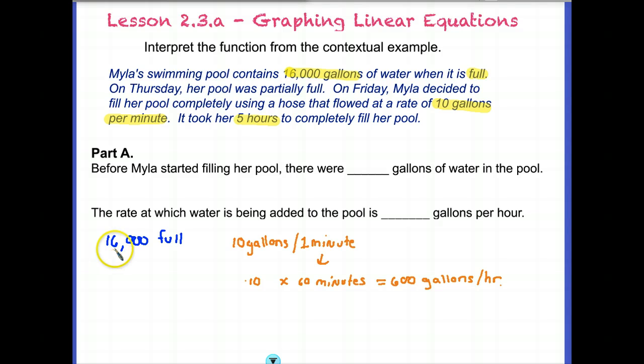So when it's full, it has 16,000 gallons. Each hour, it fills at a rate of 600 gallons per hour. So how many hours did it take to fill her pool? It took 5 hours. So let's multiply this times the 5 hours to figure out how many gallons she actually put in her pool. So this is what she added. In 5 hours, Mila added 3,000 gallons. So if we take and subtract the 3,000 gallons, that can help us figure out what it started with. So this was the starting value.